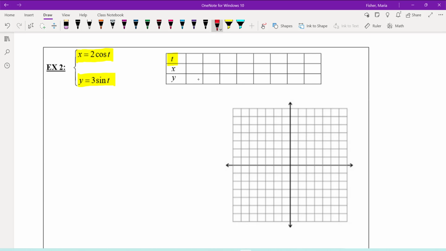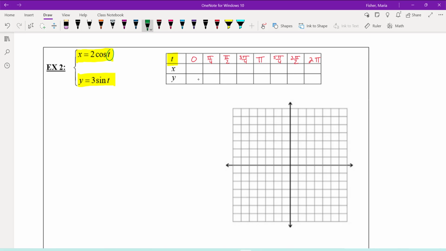So we're going to plug in things like 0, and then maybe pi over 4, then pi over 2, 3 pi over 4, pi, 5 pi over 4, 3 pi over 2, and then let's just go all the way to 2 pi. So we're just plugging in some radian measures, not every single angle between 0 and 2 pi, but enough so that we could graph this particular parametric equation.